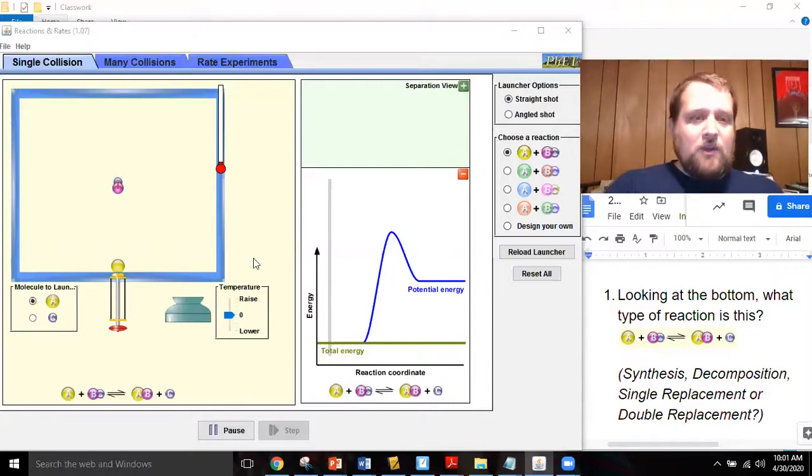So we're going to be using this simulation over here, and the first place I want you to look is at the bottom. Number one, looking at the bottom, what type of reaction is this? So we have an A alone by itself, a single A, and it reacts with a BC compound, and over on the product side, the A has partnered up with the B, and now the C is alone. So number one, which type of reaction is that? Synthesis, decomposition, single replacement, or double replacement?